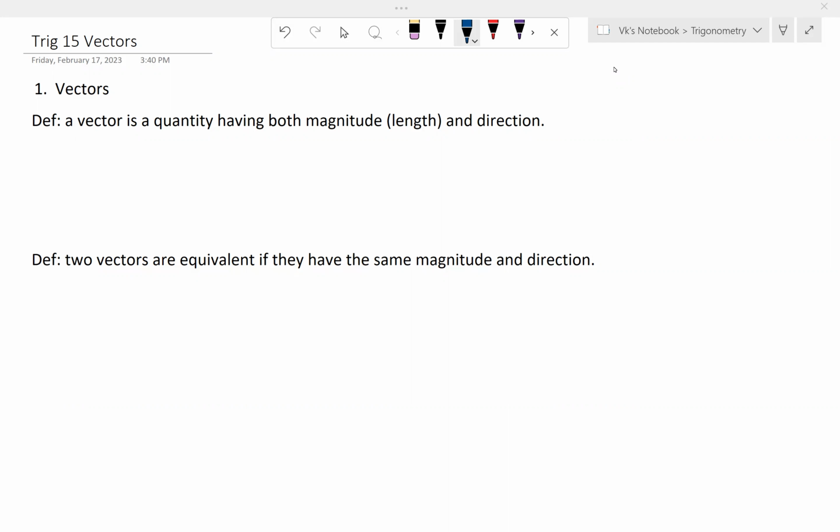Number one, vectors. Definition: a vector is a quantity having both magnitude, length, and direction. So this is called a vector. We have an initial point A, and we have a terminal point B. We can connect A to B using a straight line with an arrow. And what we have is a vector V. The vector V is also the vector A to B, or AB.